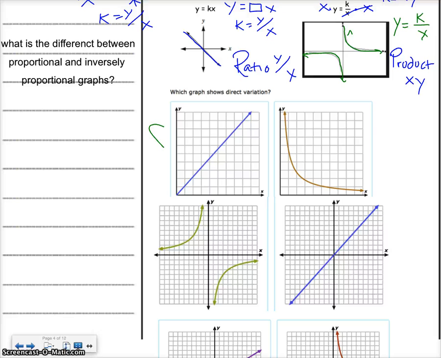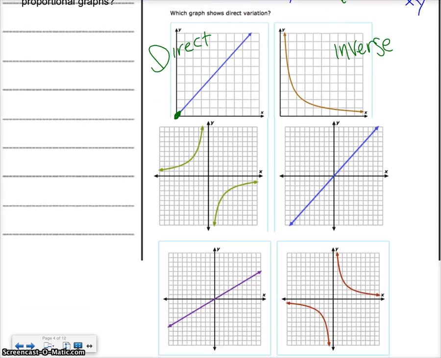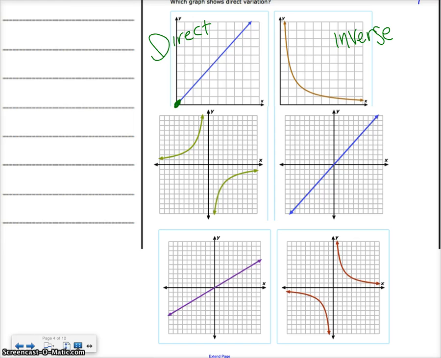So what's the first one? Why is it direct? It goes through the center. Because it goes through the center, the origin, that's what I'm looking for. What's this second one? Inverse. Inverse because it never touches the origin and it looks weird. What about this third one? Directly or inversely proportional? Notice that it's weird. It's never going through the origin again. Anytime it doesn't go through the origin, it's inversely proportional. Directly or inversely proportional? Directly because it goes through the origin.